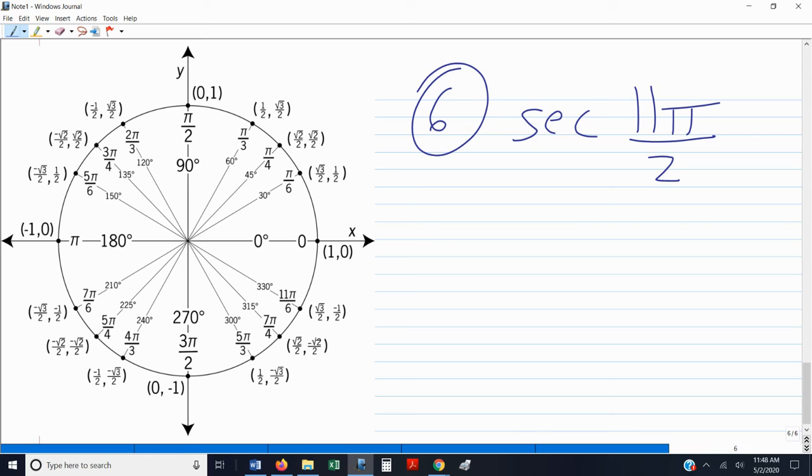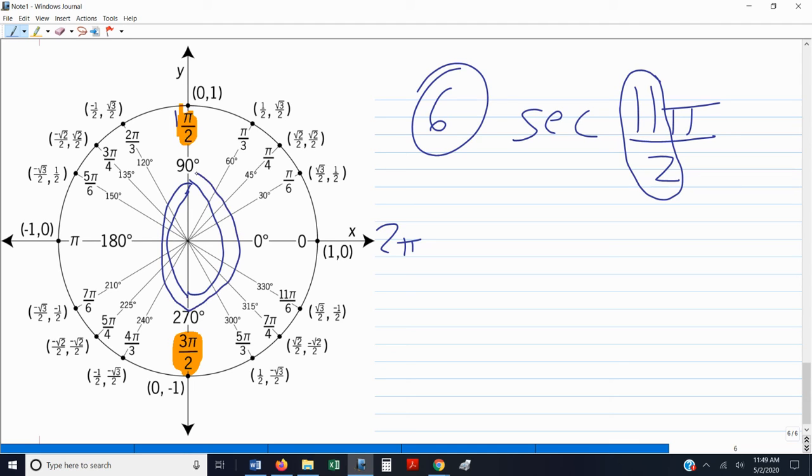So 11 pi over 2, 11 over 2 is more than 5, right? 2 goes into 11 more than 5 times. So you are well around the unit circle. If you notice a little pattern here, this is 1 pi over 2, and this is 3 pi over 2. So for people who like to reason out where this is, going from 1 pi over 2 to 3 pi over 2, think about that pattern and what the next one would be. So 1 pi over 2, 3 pi over 2, this would be 5 pi over 2, 7 pi over 2, 9 pi over 2, 11 pi over 2. So we're here.